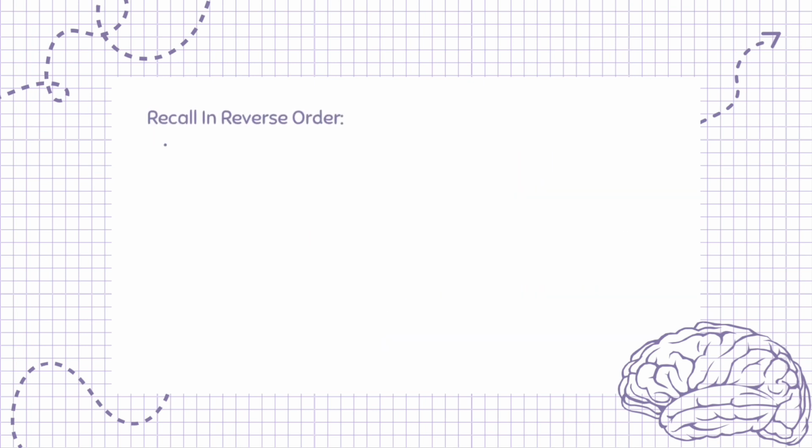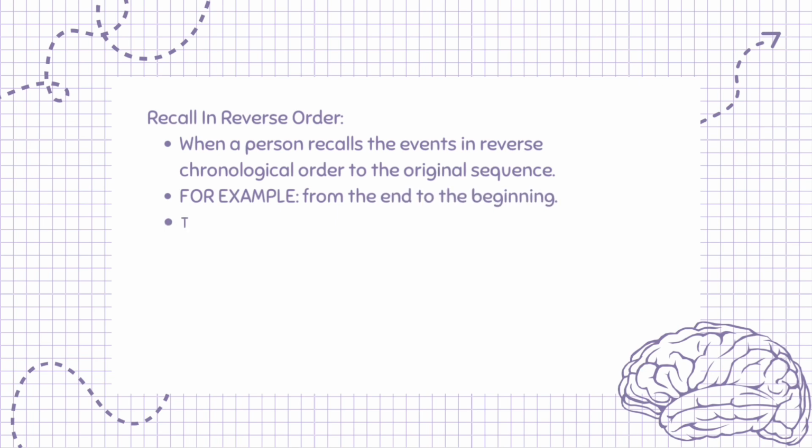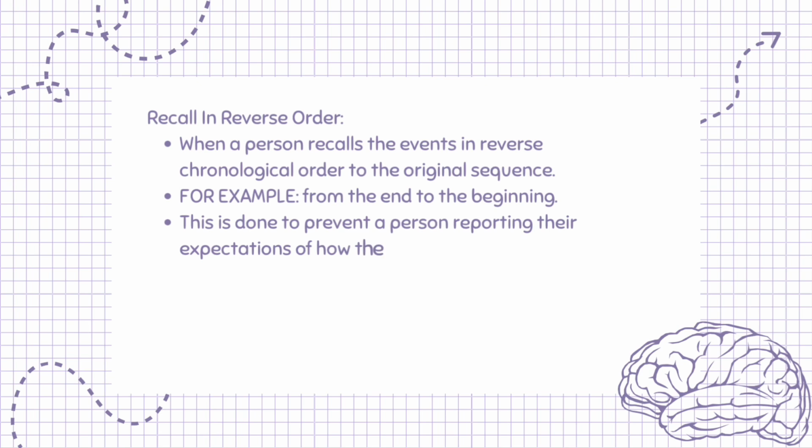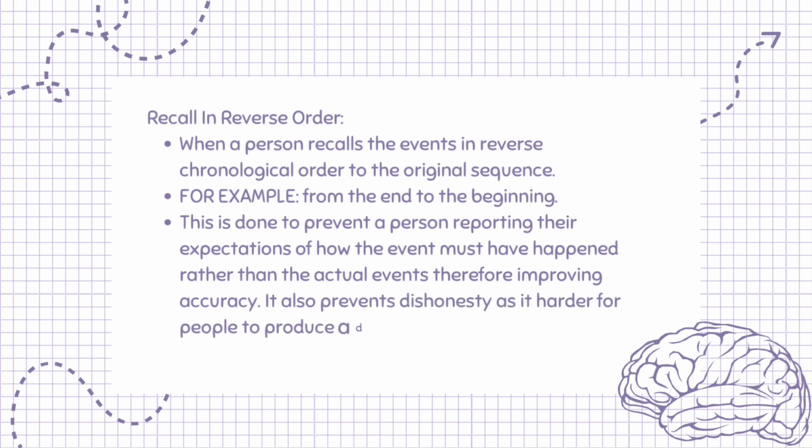Recall in reverse order. When a person recalls the events in reverse chronological order to the original sequence. For example, from the end to the beginning. This is done to prevent a person reporting their expectations of how the event must have happened rather than the actual events, therefore improving accuracy. It also prevents dishonesty, as it's harder for people to produce a dishonest account if they have to reverse it.